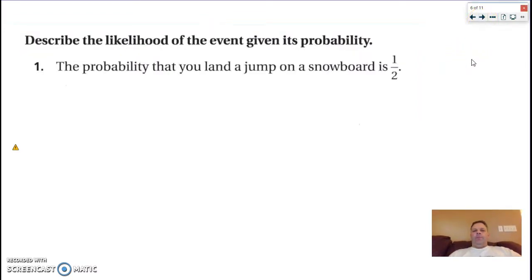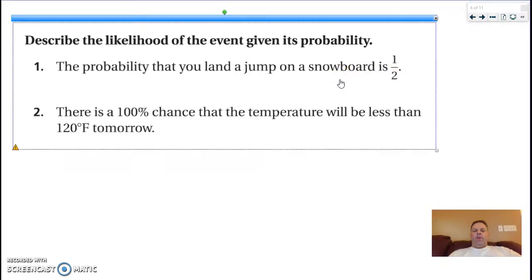Describe the likelihood of the event given its probability. In example 1, the probability that you land a jump on a snowboard is 1/2. That means we have 50%, so it is equally likely. In example 2, there is a 100% chance that the temperature will be less than 120 degrees Fahrenheit tomorrow. Since there is a 100% chance, it is certain that it will happen.